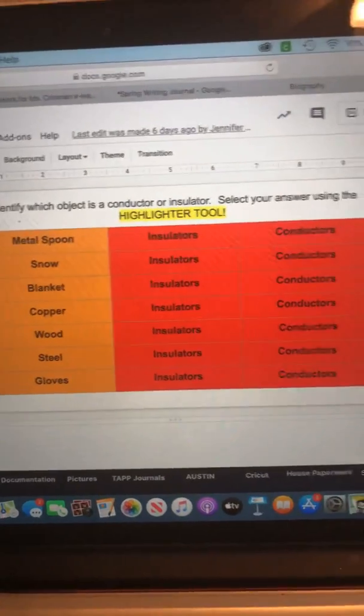All right, so for the fifth slide, you have to type an answer. The question is, what are the differences in conductors and insulators? The directions say explain your answer in complete sentences. Give 2 examples of a conductor and 2 examples of an insulator.